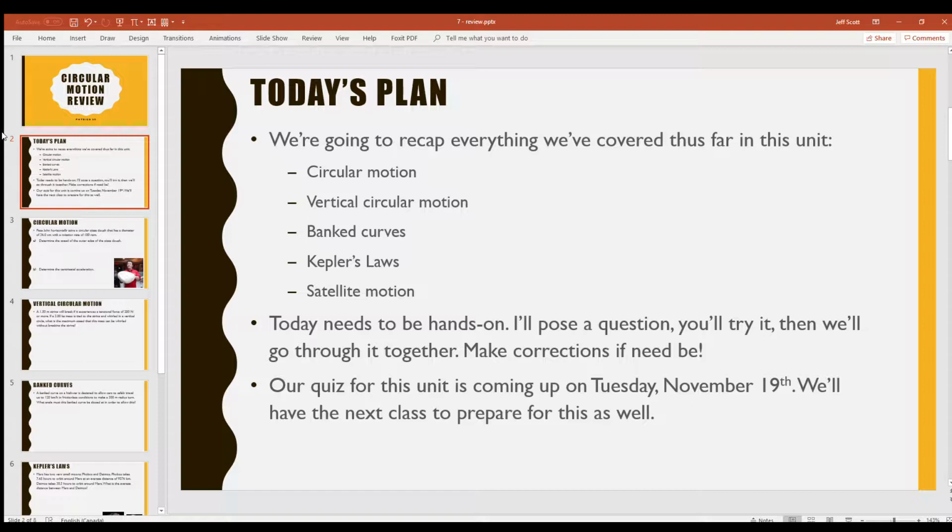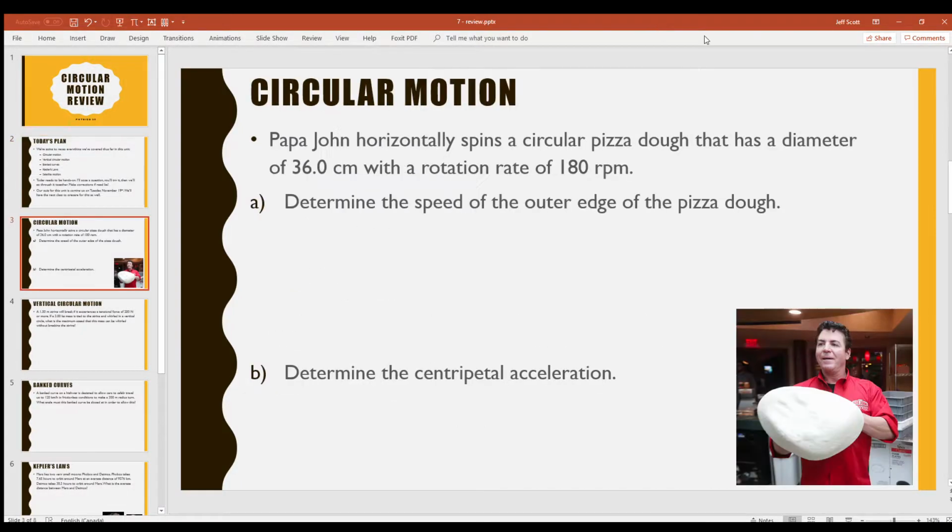Now again, our quiz for this unit is coming up on Tuesday, November 19th. We're going to have the next class to prepare for this as well, so today is not the only review day we have. We will have another day after this. All right, so the first question we're going to do here is on horizontal circular motion. Just pause the video so you can write this down and try it on your own.